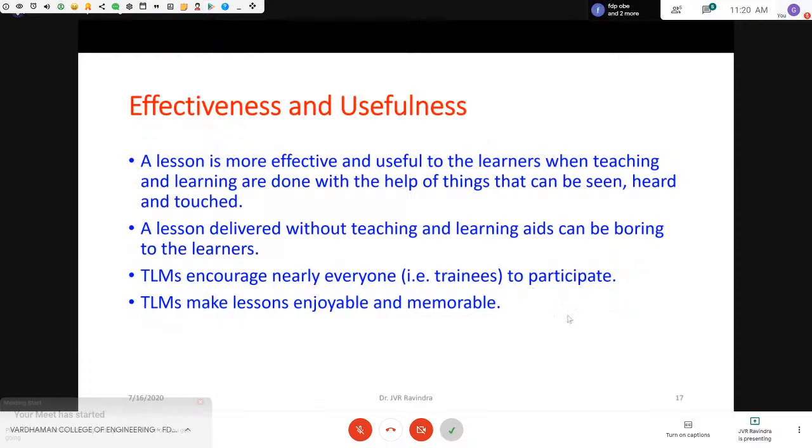All right. So I just wanted to look at now the effectiveness versus usefulness. So both are important. Okay. TLM means teaching learning materials. A lesson is more effective and useful to the learners when teaching and learning are done with the help of the things that can be seen, heard, and touched.